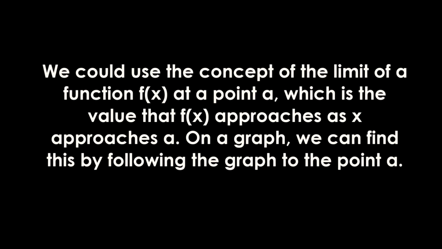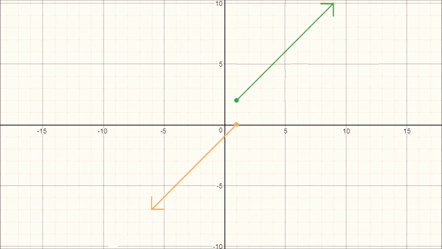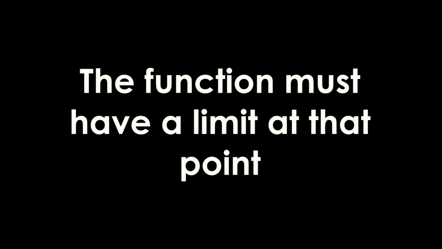On a graph, we can find this by following the graph to the point a. In this function's case, if we follow the graph from the right, we get a value or a limit of y equals negative 1 from the right hand side. If we follow it from the left, we get y equals 1. As the two values are completely different, we can say that this graph does not have a limit at that point. The second criterion for a function to be continuous at a point is thus that the function must have a limit at that point.